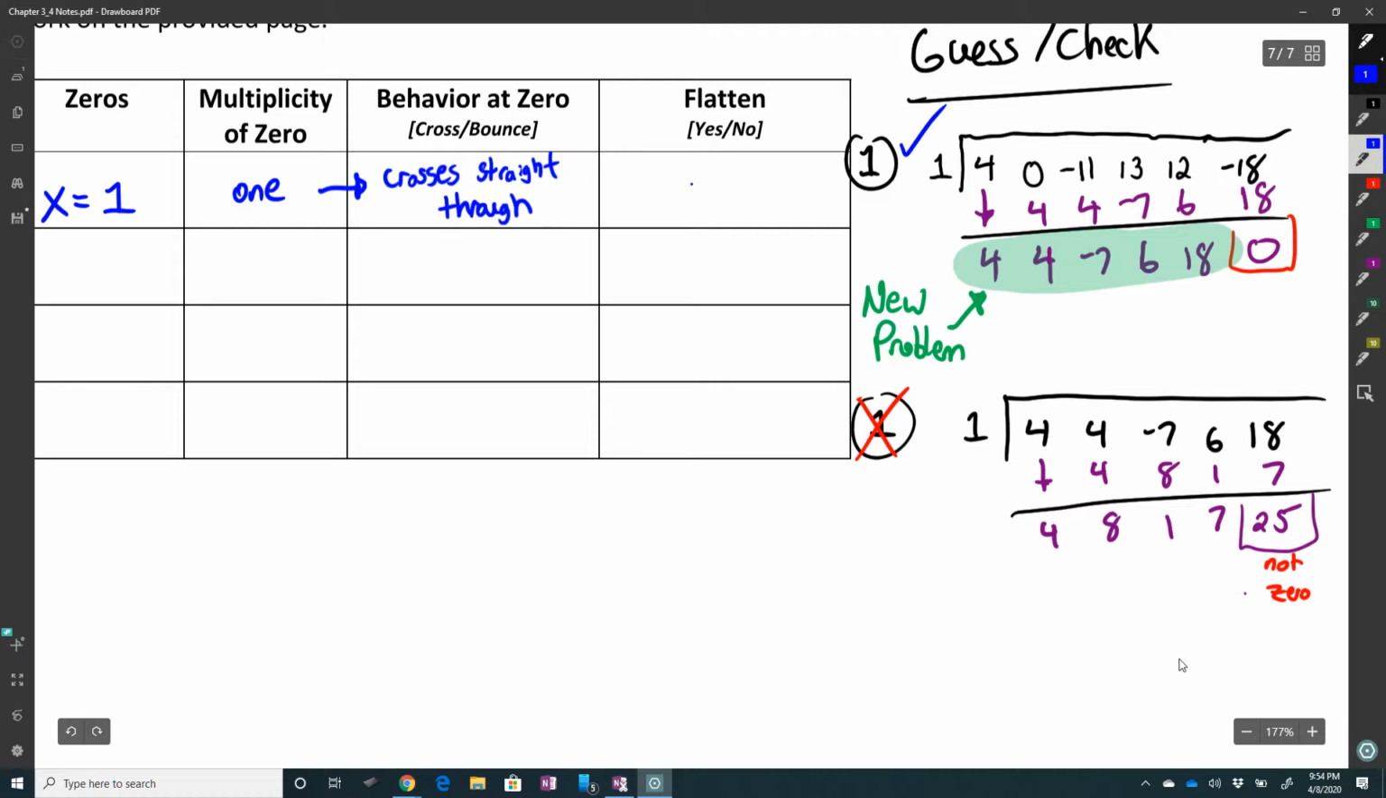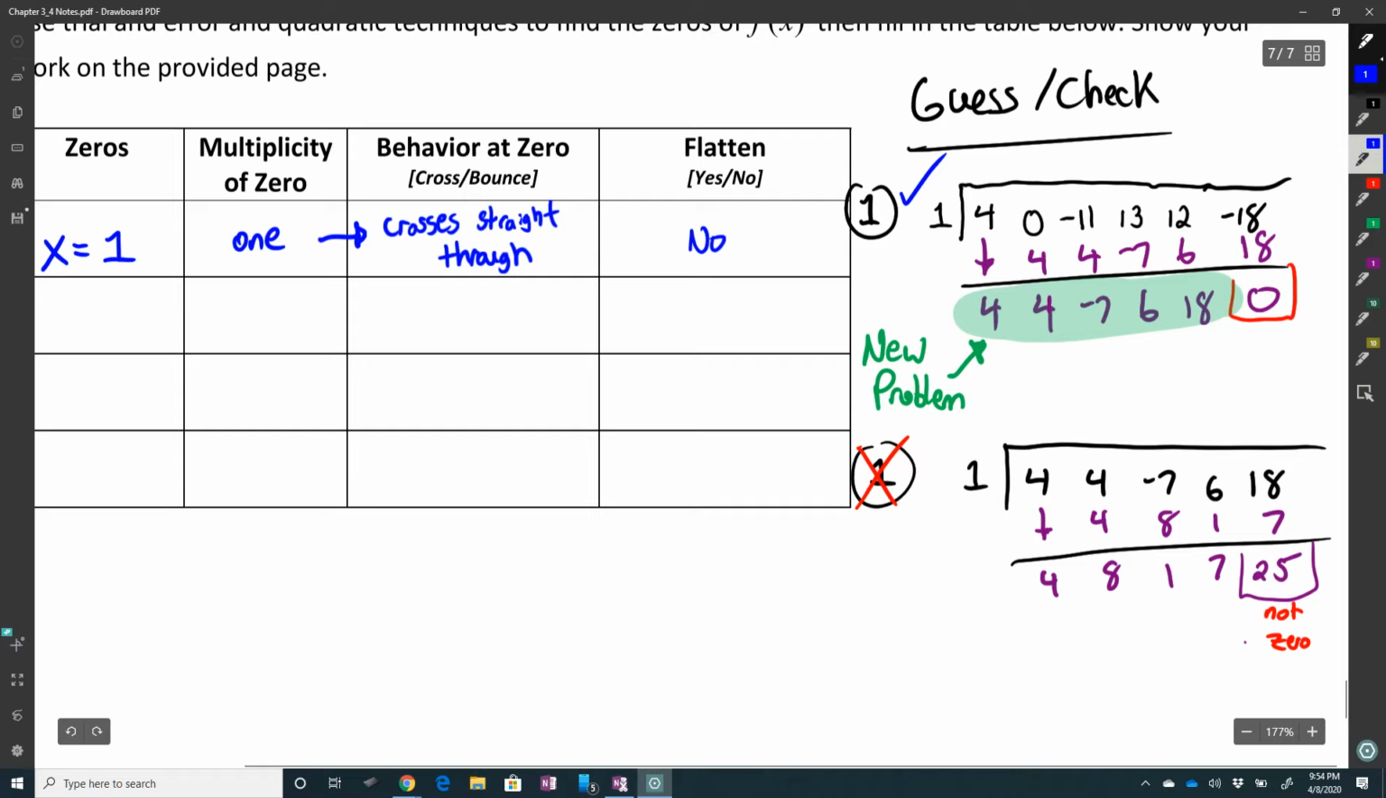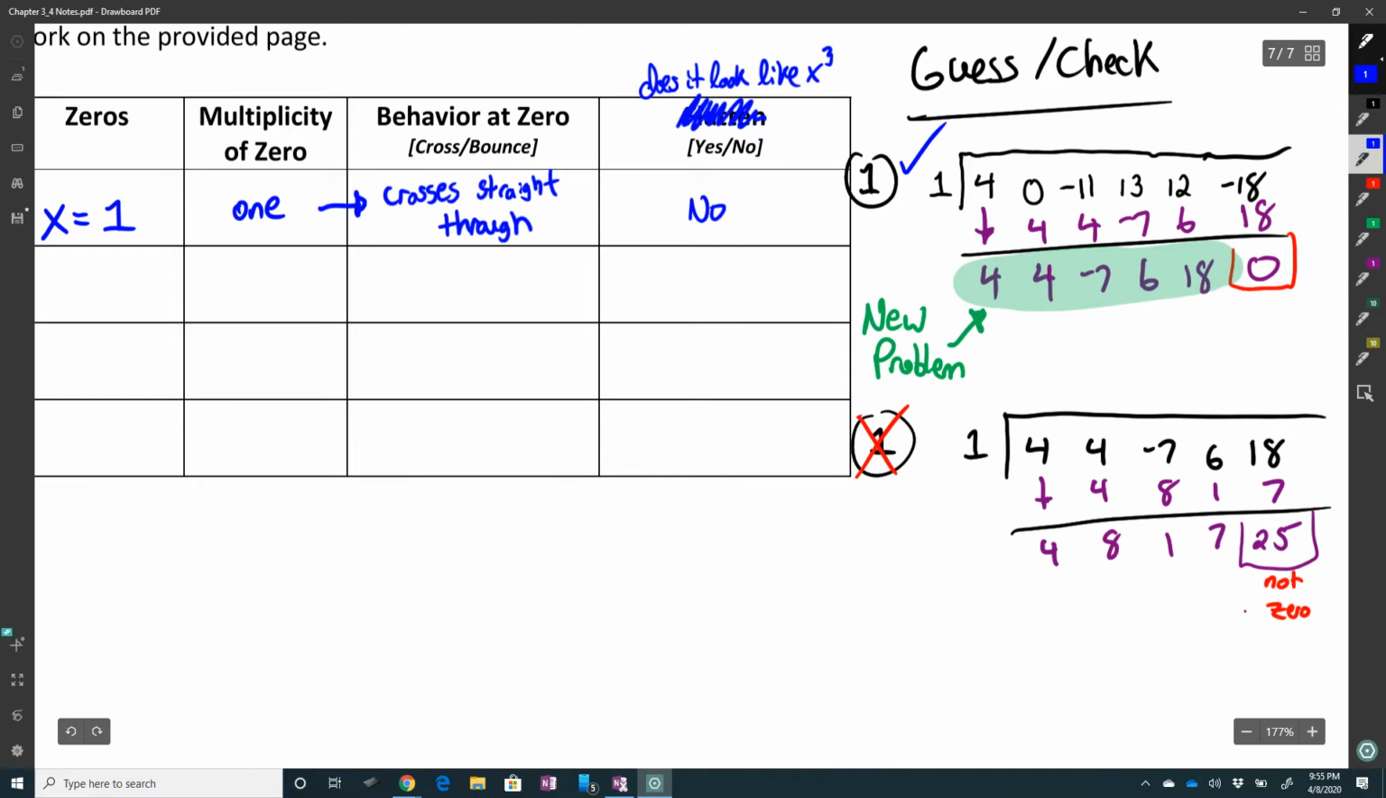Which means that it doesn't flatten. When I say flatten again, I'm using this from last semester, so that was what I did last semester. But when I say flatten, is, does it look like an x cubed? Okay, so there's that 0.